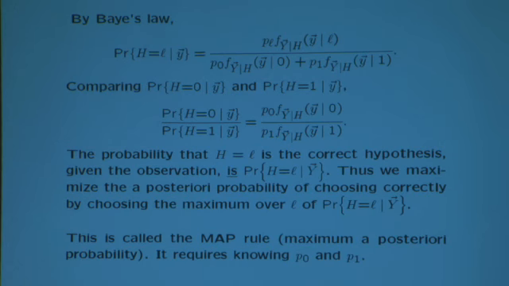This denominator here is a pain in the neck, as you can see. But you can avoid ever dealing with the denominator if you take this for h equals 0, divide by this for h equals 1, and then you have this term divided by this term, all divided by the same thing. So the ratio of the probability that h equals 0 given y over the probability that h equals 1 given y is just this ratio here. Now, what's the probability of error if we make a decision at this point?